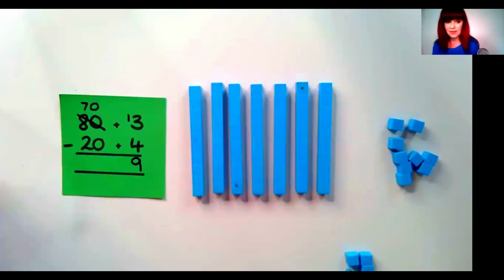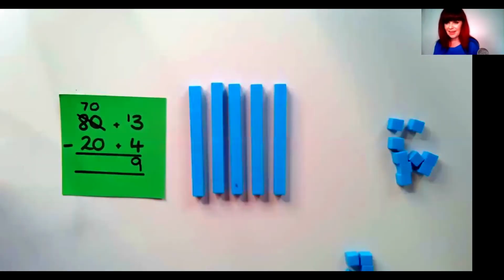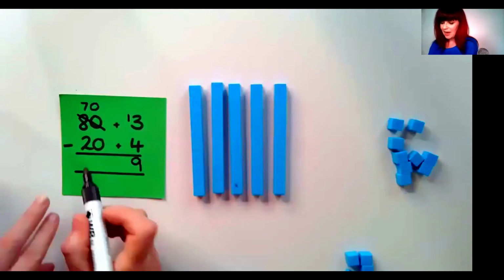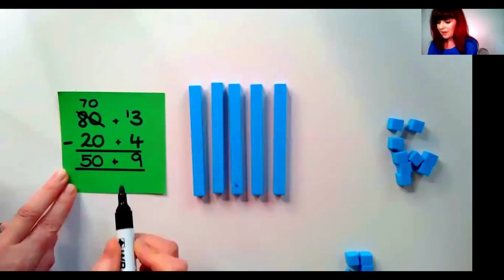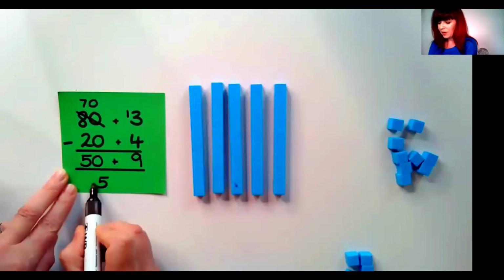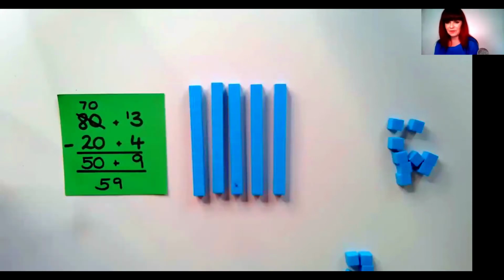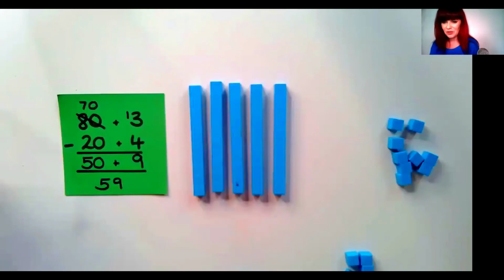I've got 70. I subtract 20. How much have I got left? 10, 20, 30, 40, 50. I have 50 remaining. And my answer is 59. So 83 subtract 24 equals 59. And we can check with our build to make sure we've got the answer correct.